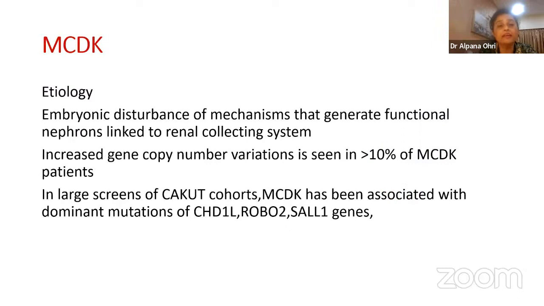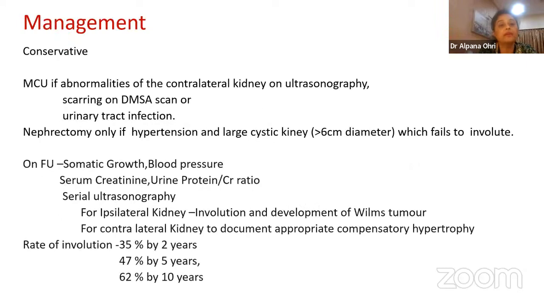So MCDK etiology is embryonic disturbance of the mechanisms that generate functional nephrons linked to the renal collecting system. A large number of patients show gene copy variations, seen in up to 10% of individuals. And in certain cohorts, certain dominant mutations in certain genes have also been studied.